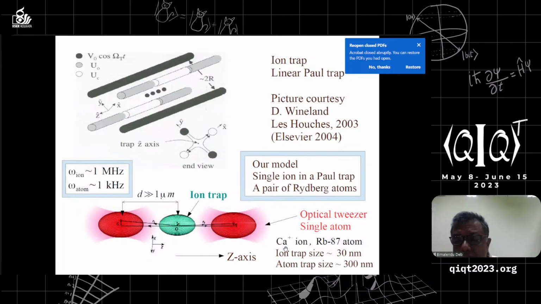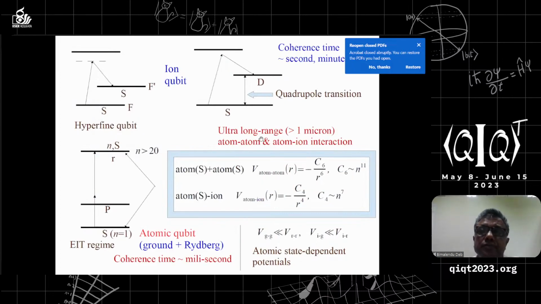Typically, if we consider, say, a calcium plus ion and a rubidium-87 atom in the optical tweezer, then the ion trap size is of the order of 30 nanometers, and the atom trap size, which is the optical tweezer, is of the order of 300 nanometers. So one can see that there is a clear separation of length scales and also time scales in the atom trap. This will help us to formulate our model as we discuss here.